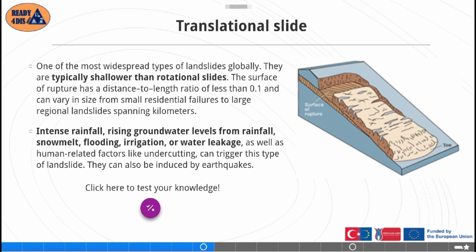Translational slides are most commonly triggered by water-related processes such as intense rainfall, sudden rises in groundwater level, snowmelt, flooding, irrigation, or water leakage. Human activities such as undercutting or removing support at the base of slopes also play an important role in their formation. Earthquakes, of course, can also disturb the equilibrium along the sliding surface and initiate translational movement.